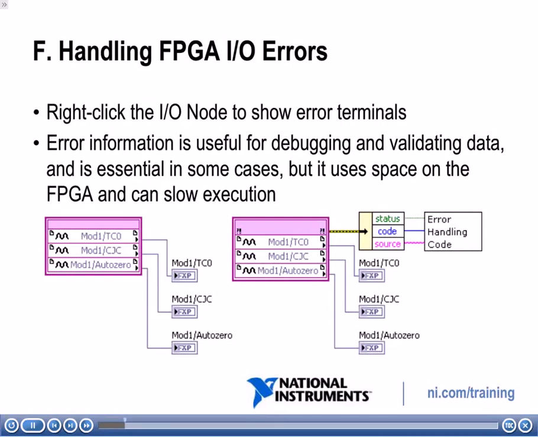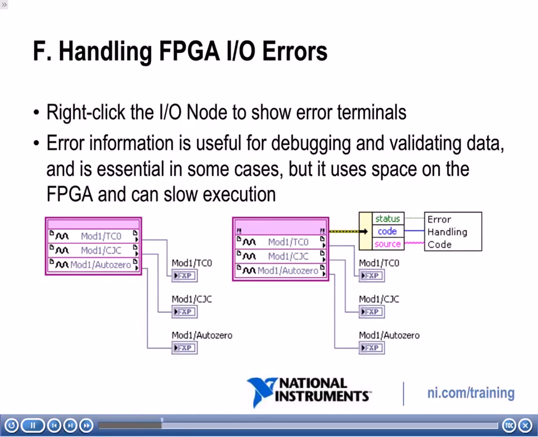By default, you might have noticed that the IO nodes do not have any error terminals. However, if you do want to look at the errors for a particular IO node, you can right-click that IO node and select Show Error Terminals. Once you've done that, it'll look like the screenshot to your right. Notice that the error terminals do appear, and you can extract that error information and send it to error handling code.